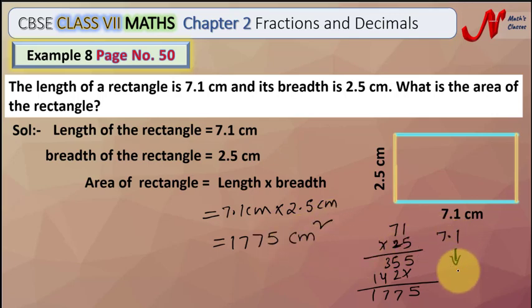In the given decimal 7.1 we have one digit after the decimal point, and in 2.5 we have one digit after the decimal point. So together we have 2 digits after the decimal point. So in the product we keep the decimal point after 2 digits from right to left. So the area of the rectangle is equal to 17.75 centimeter square.